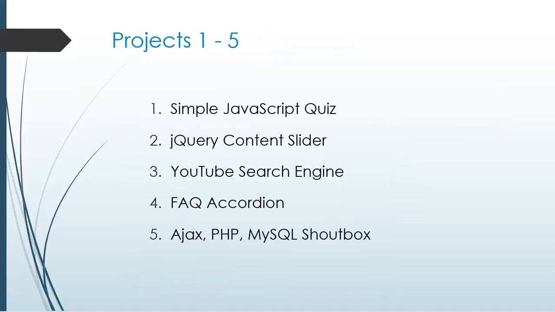So specifically, projects 1 through 5, we have a simple JavaScript quiz, which will be pure JavaScript. We're not going to use jQuery or any other libraries in that project. The next one would be a jQuery content slider. Project 3 will be building a YouTube search engine using the v3 API. 4 will be a simple FAQ accordion slider.